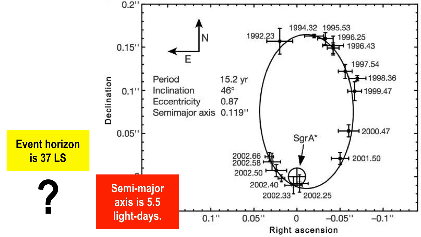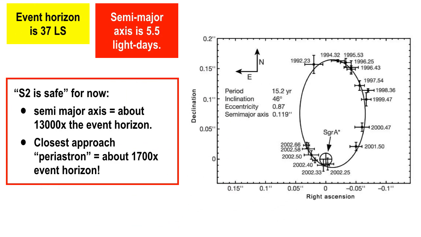You can orbit. This thing's 5.5 light days away. The point of no return, the event horizon, that's only 37 light seconds. There's plenty of room there. S2 is safe. He's out there. He's happy as a lark. He's sitting back watching Netflix and sipping on Mountain Dew.